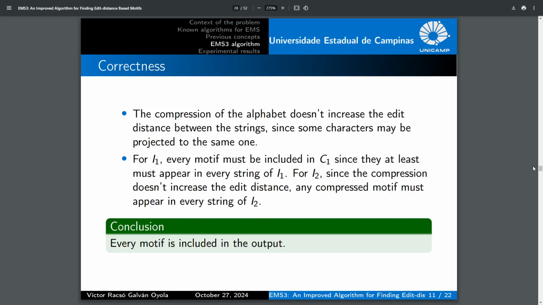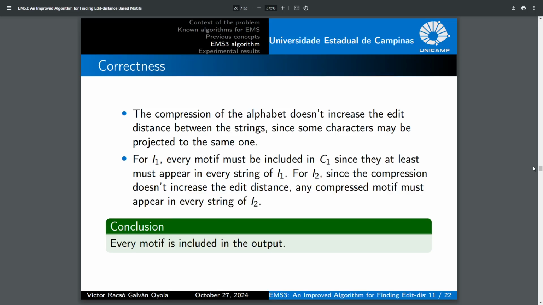And in addition, for I1, every motif must be included in C1, since they at least must appear in every string of I1. If they do not appear in every string of I1, then they couldn't be a motif at all. And for I2, since the compression doesn't really increase the distance, any compressed motif must appear in every string of I2 as well. So what is our conclusion? That every motif is included in our output.